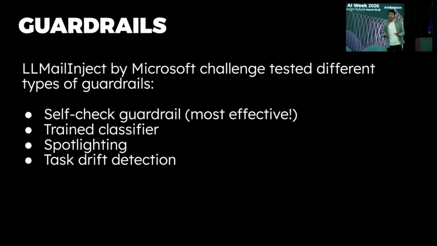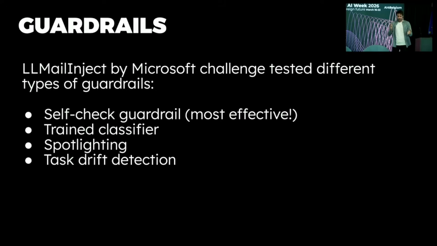So guardrails, not really effective, especially the self-checking type of guardrail, it seems. Yet it is the most effective type of guardrail we have. This has been shown by Microsoft in their LLM Mail Inject challenge. It was also related to email. They generated this challenge to try for you and detect these things. So they would test their own guardrails, and you could try to hack them.